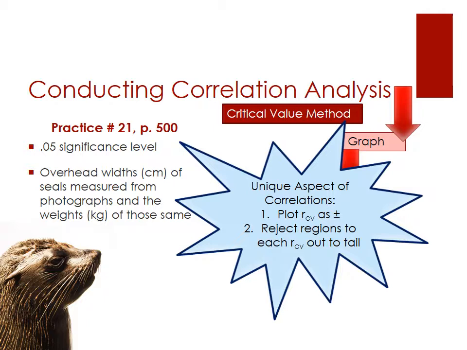Okay, we looked at this before, but just as a reminder, the rejection regions are going to be tails outside from both the plus and the minus. So when we graph this out, I'm going to be marking my R critical value as both a positive and a negative. Those rejection regions are going to be to the edges, moving out towards the tails of that particular distribution.